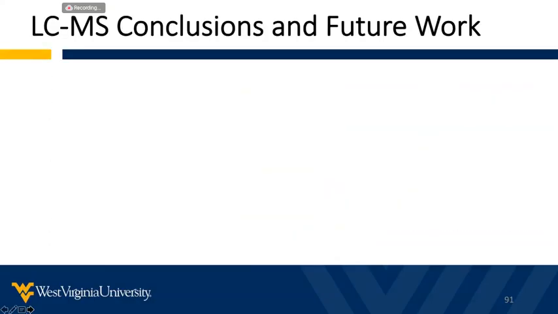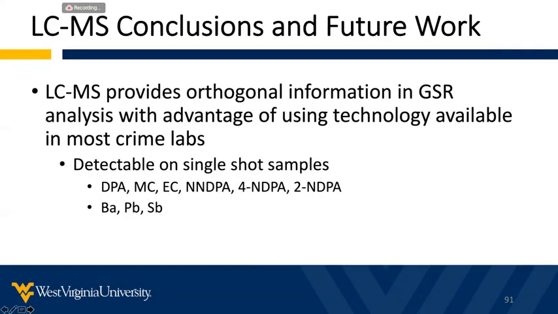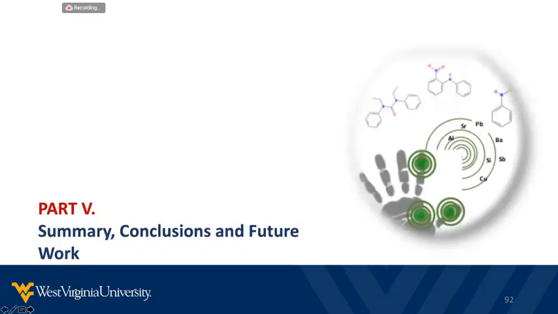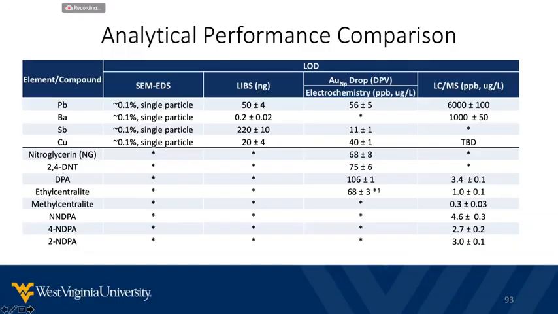So in conclusion, LCMS provides orthogonal information in gunshot residue analysis, with the advantage of using technology that is available in most crime laboratories. It's capable of detecting in a single-shot skin sample several organic and inorganic components. And right now we are working on creating more samples for the population study and validating this methodology. And this brings us to the last section of the presentation.